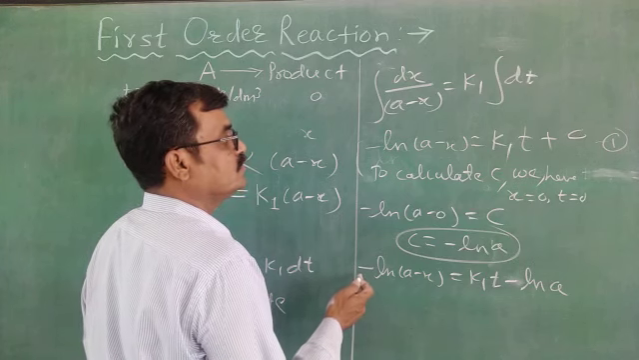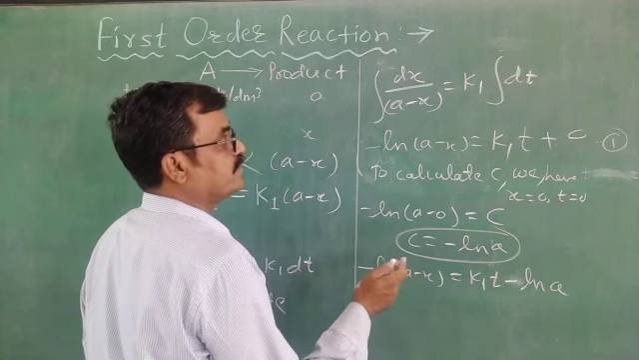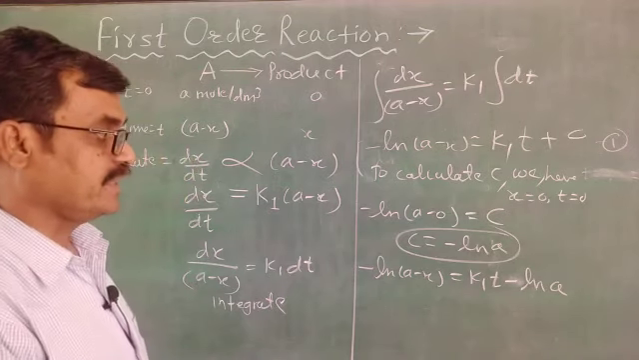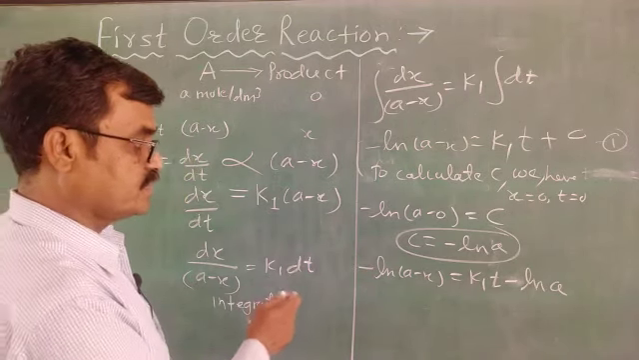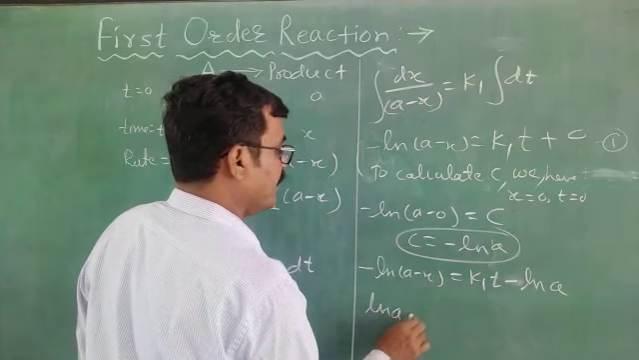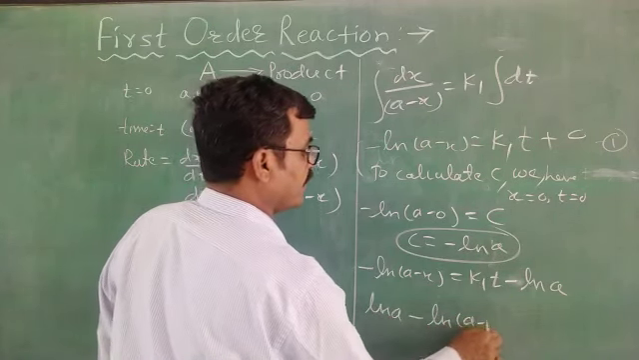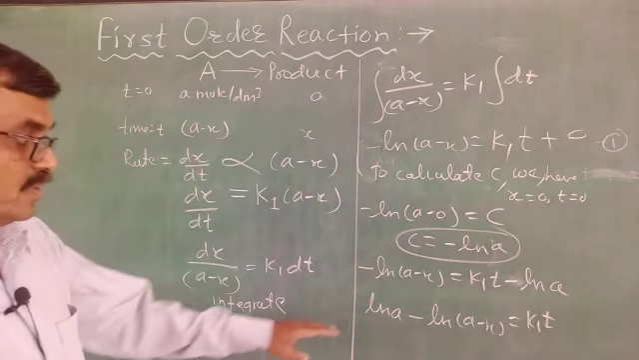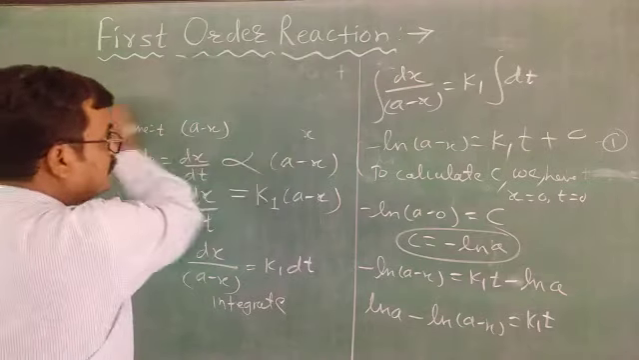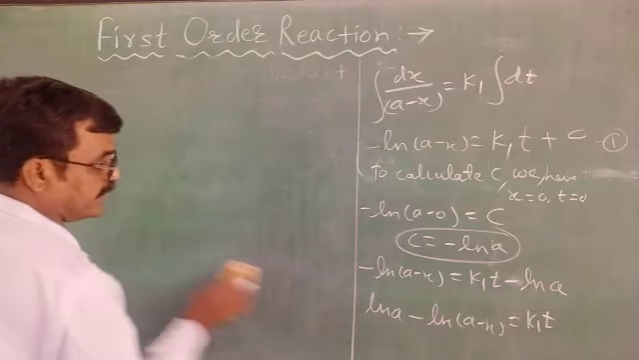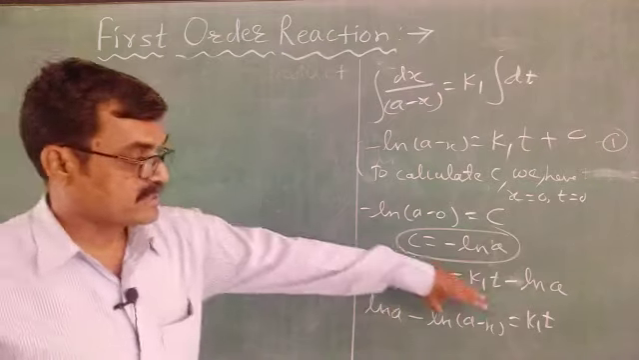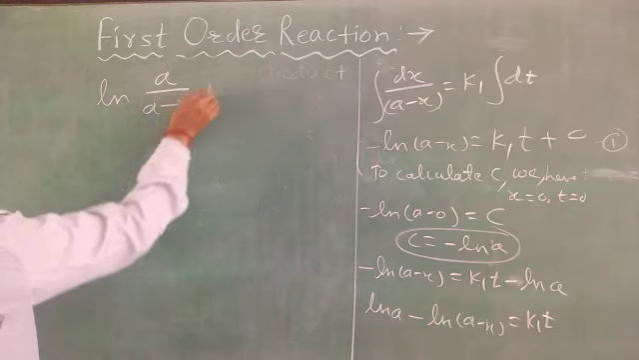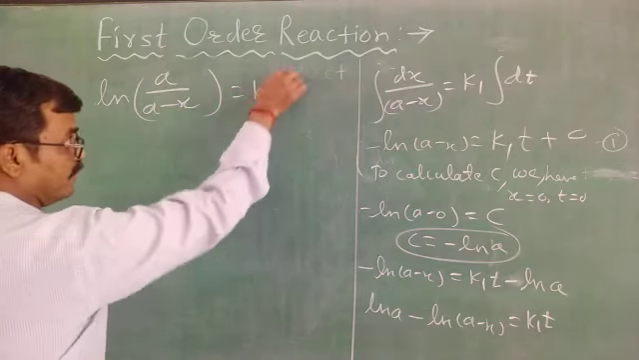What is its value? How can it be found out? Now after calculating this, when this comes to this side, it will be ln a minus ln (a minus x), that is equal to k1 into t. Now if we further solve it, log m minus log n, it will be ln a upon (a minus x), that is equal to k1 into t.